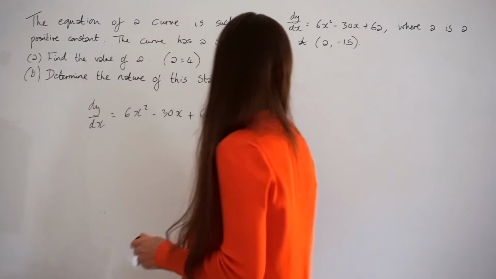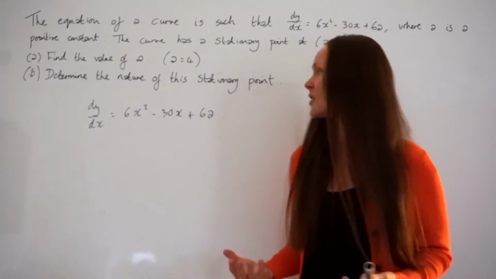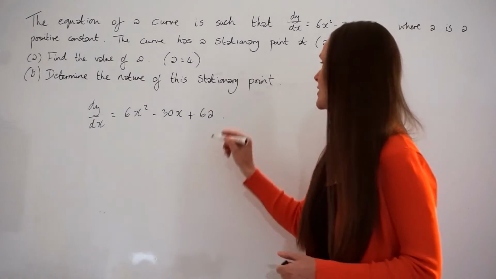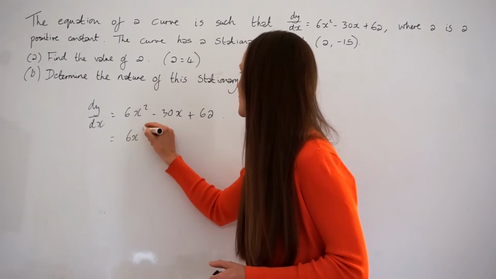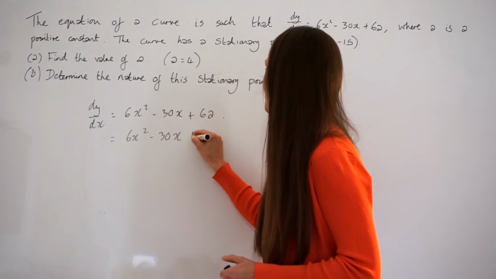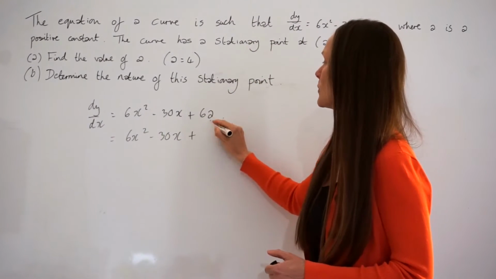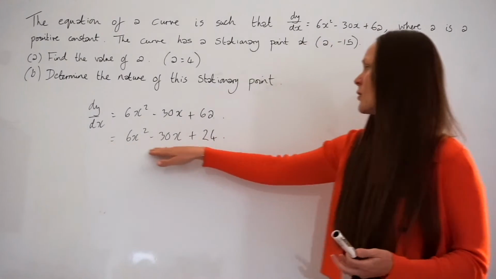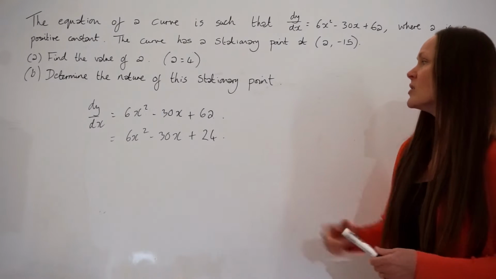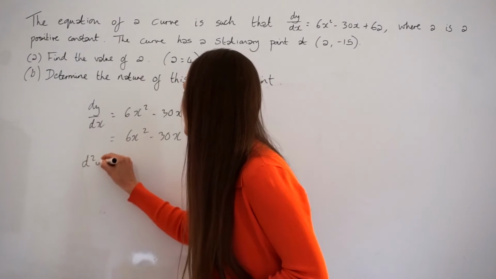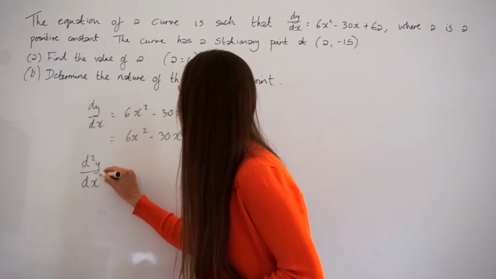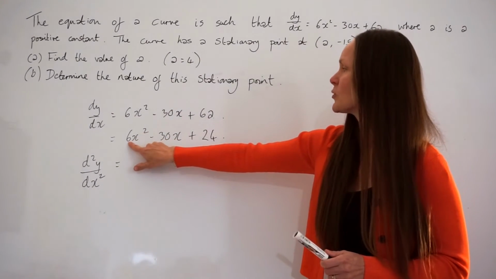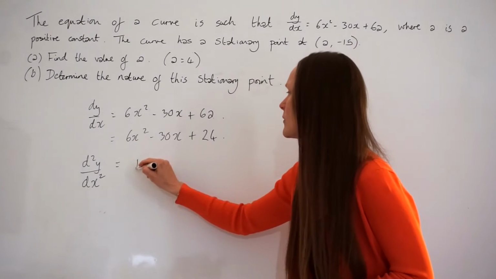But before I differentiate, I'm just going to substitute in our value of a that we found earlier, which was positive 4. So this becomes 6x squared minus 30x plus 6 multiplied by 4, which is positive 24. This is our expression for dy by dx, the gradient of the curve. To work out d2y by dx squared, remember we're just differentiating dy by dx. So 2 multiplied by 6 is 12, so this term differentiates to 12x.